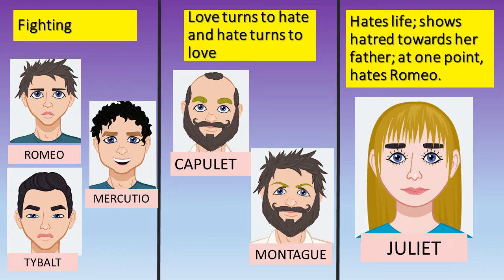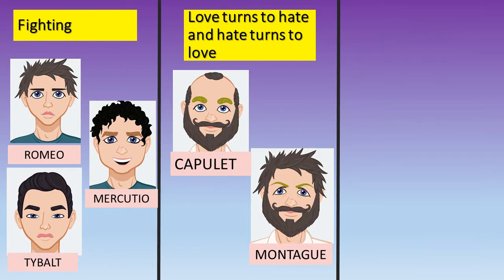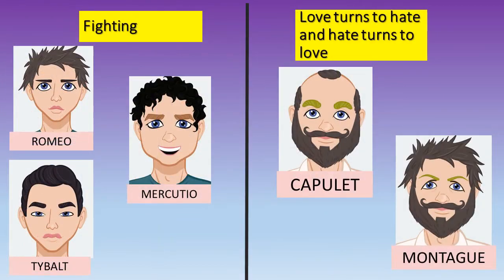But in order to keep our essay simple today, we're going to ditch Juliet and we're just going to think about these characters here. So we're going to be looking at the young people that are involved in the fighting in Verona, and we're also going to have a little think about the parents too.